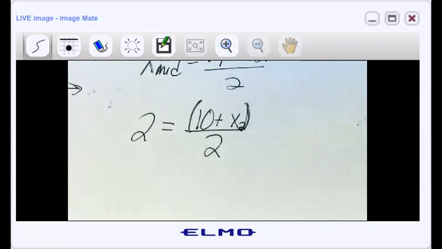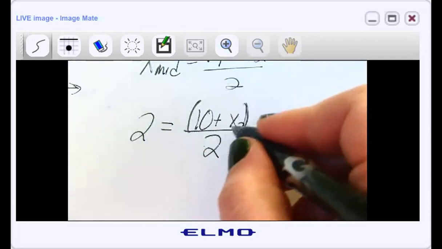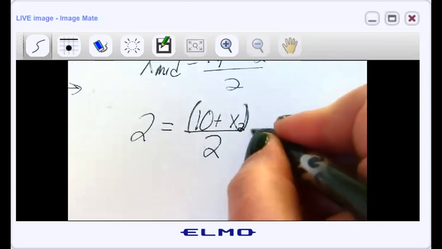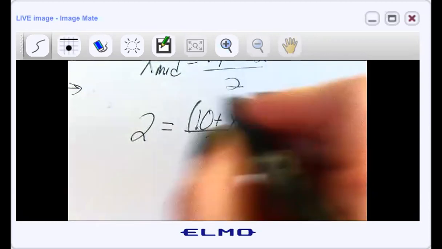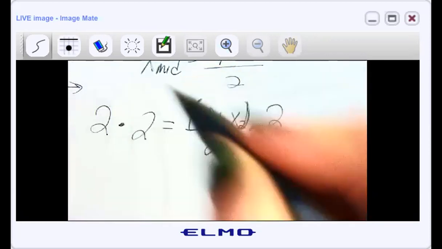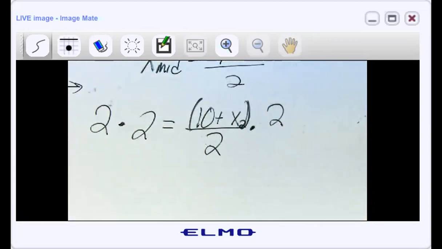So I need to undo dividing by 2. The only way to reverse that process of dividing by 2 is to now multiply by 2, right? I want to do the opposite operation. Just when I had 2x plus 3, I minus 3 from both sides. I do the opposite operation. So the same thing happens here. So to get rid of this dividing by 2, I'm going to multiply by 2 on the left, and I'm going to multiply by 2 on the right. Watch what happens when you do that.